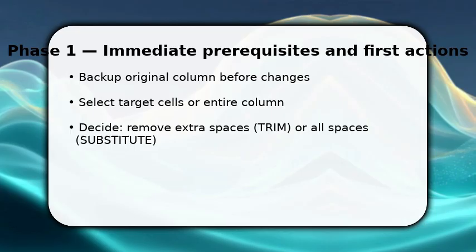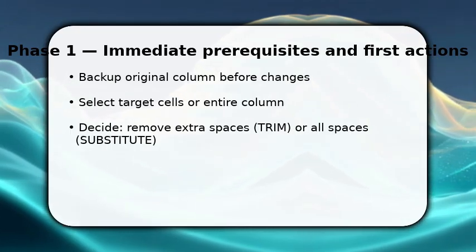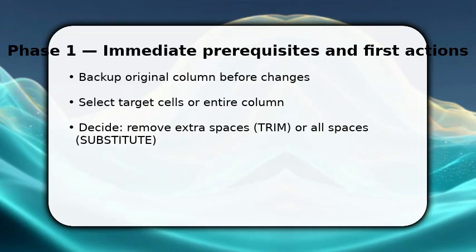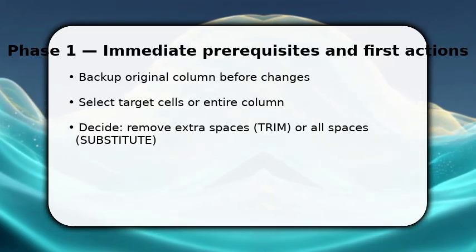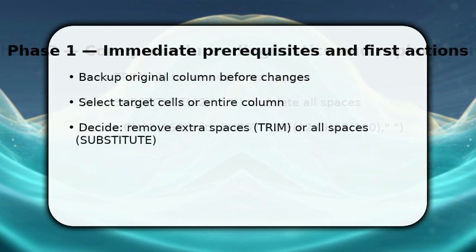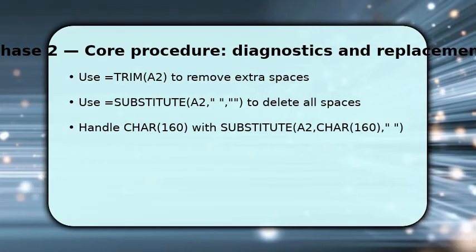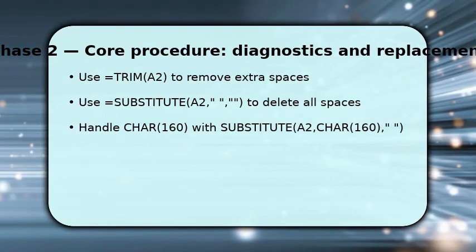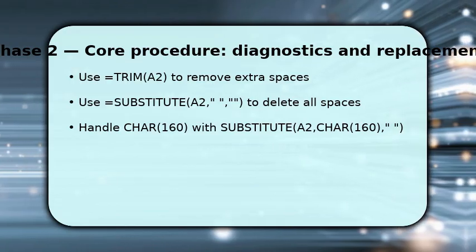You'll type a formula in the helper cell, so select the top helper cell now and get ready to enter trim or substitute formulas. Type the appropriate formula and press enter. Once done, grab the fill handle and drag down or double-click it to copy the formula through the list.